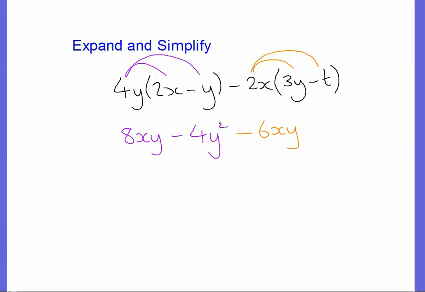So minus times minus, that's a positive. 2 times 1 is 2, and x times x is x squared. So, look, we've got some like terms here. So we've got 8xy minus 6xy. So that's going to be 2xy's, or 2yx's if you wanted to. We haven't got any more like terms, any more y squared terms, so we're just going to write that one. And we definitely don't have any more x squared terms, so we write that one as well.